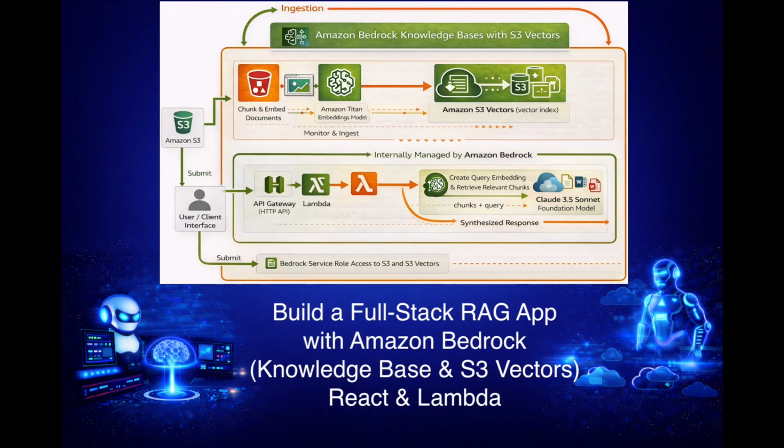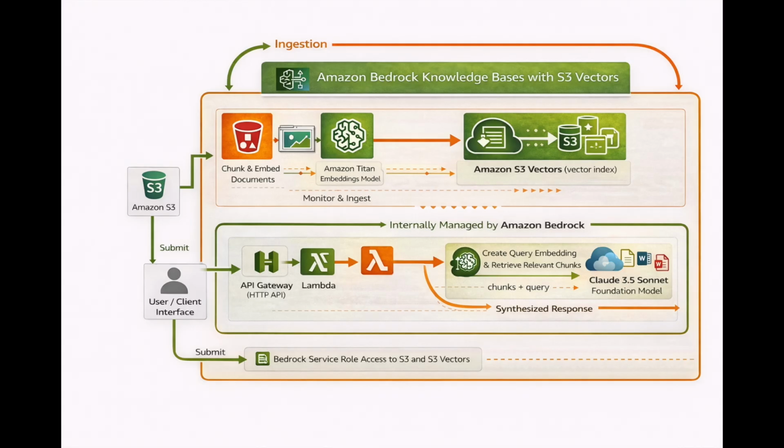with Amazon Bedrock. We'll create a knowledge base backed by S3 vectors, not OpenSearch, connect an S3 bucket for our source docs, use Titan for embeddings and S3 vectors as the vector store, as mentioned, and we'll deploy a Lambda function behind an API gateway and a React front end that talks to it and deploy it in an S3 bucket so it all runs on AWS.